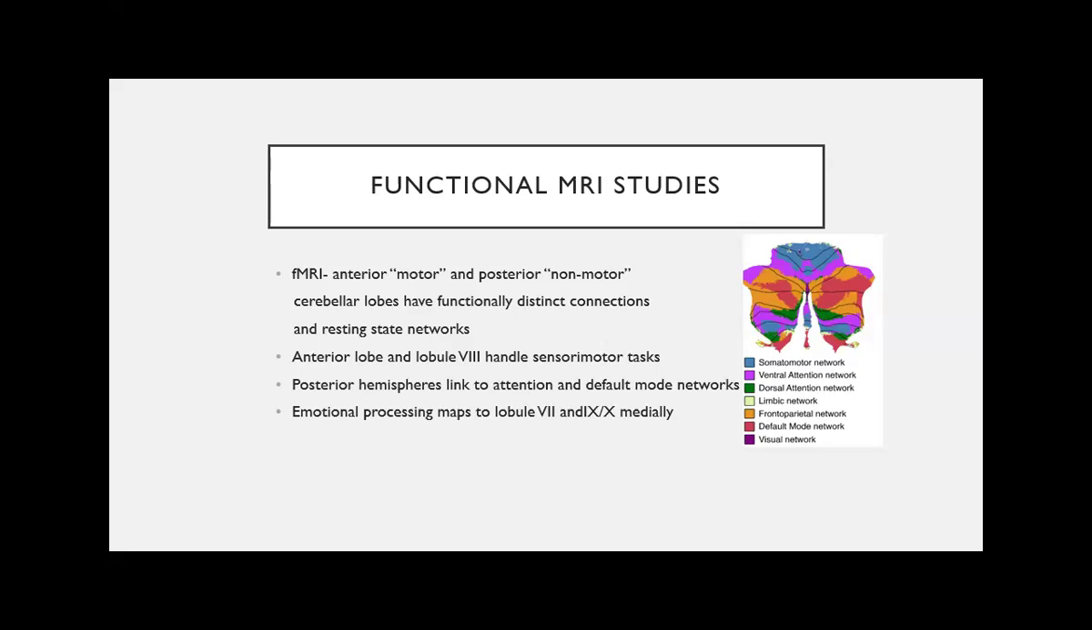Here we can see, with various color codings, the functional MRI picturized in the cerebellum. We can see anteriorly there is the somatomotor network, whereas posteriorly the red is the default mode network and the dorsal attention network, which is marked by the green.